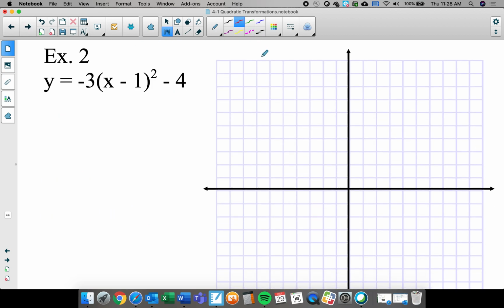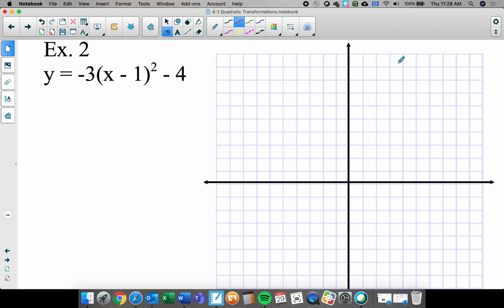If we continue on to another example here, again I'm going to do the same process. a is -3, which tells me that this parabola is opening down. So I know I've got a downward opening parabola because it's negative. h in this case is +1. Once again, it's the opposite of what it looks like. So I've got a horizontal shift of +1. And then my vertical shift is right here at the end. My k value is -4.